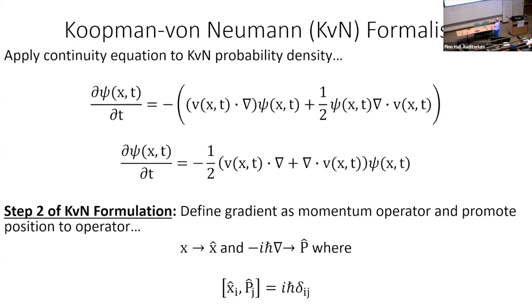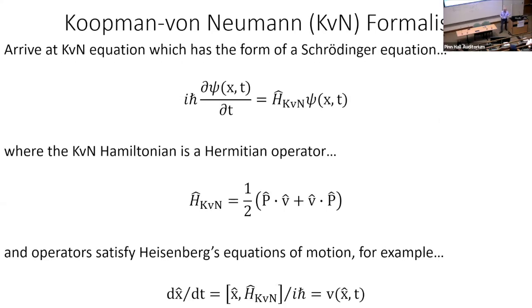But don't get lost. This is a Schrodinger-like equation that was easy to get to, and all we do is exactly what we normally do in quantum mechanics: assign x to an operator and the gradient to a momentum operator, and these satisfy the classic commutation relations. That just means xp is not equal to px. That's all that says. So when you make those substitutions, you arrive at a Schrodinger-like equation, which is the Koopman-von Neumann equation. And here's the Koopman-von Neumann Hamiltonian. I just substituted the del for p, and I put a hat on the x's.